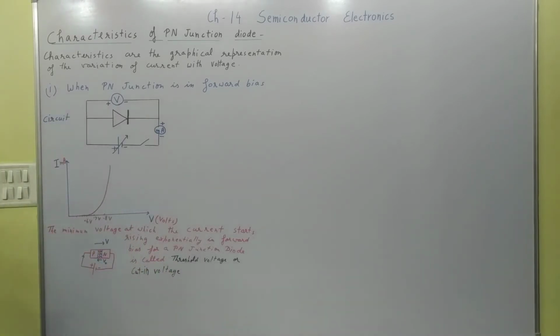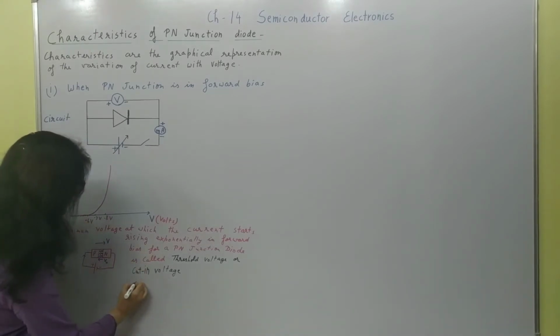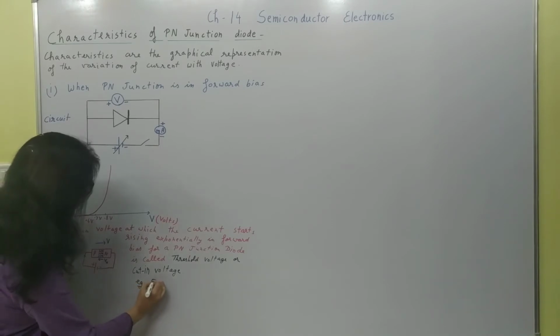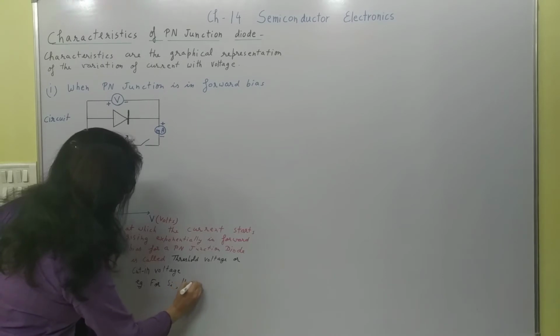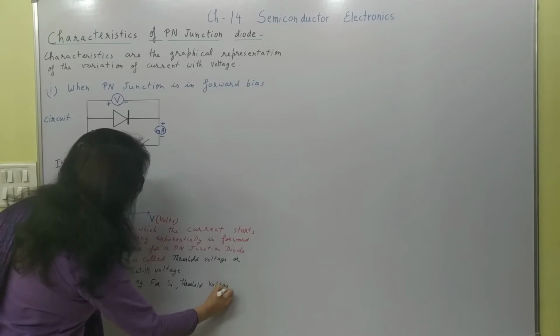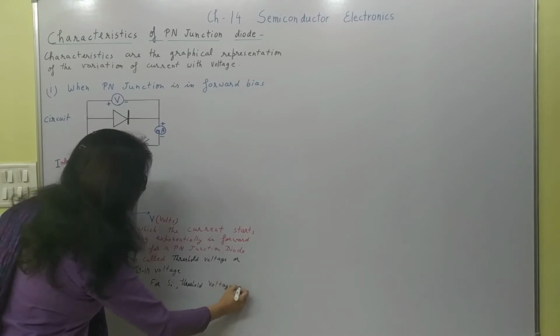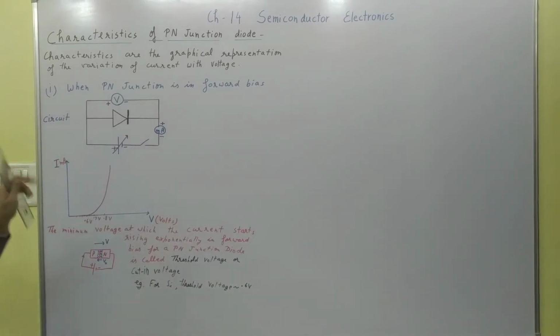Right? Now this is, for example, for silicon, nearly 0.6 volt, right? Now we have to discuss the characteristics for the PN junction in reverse bias.